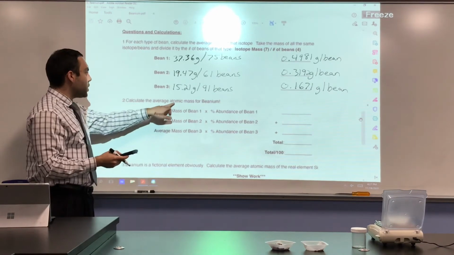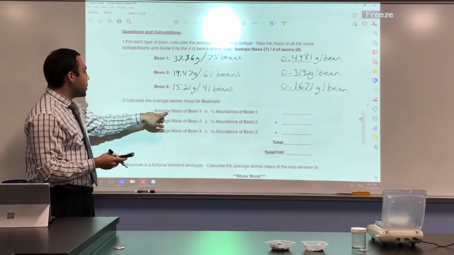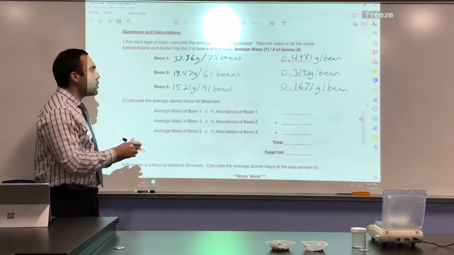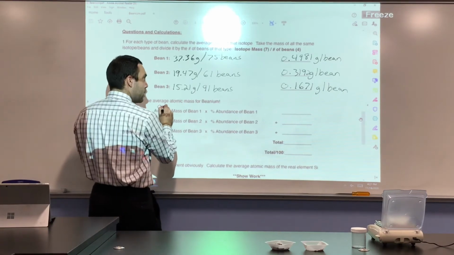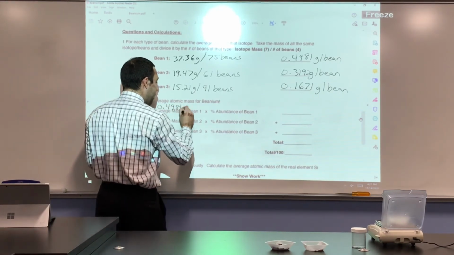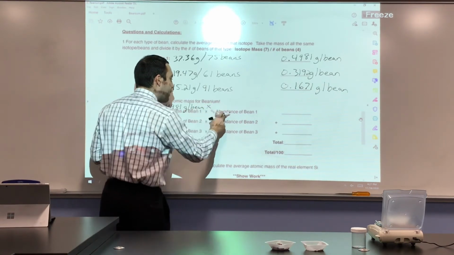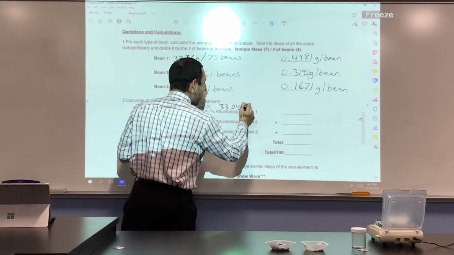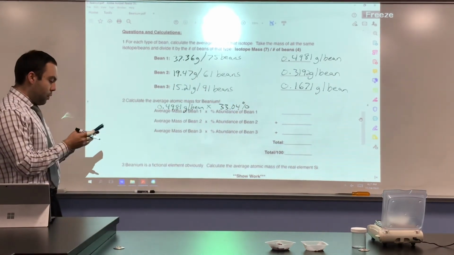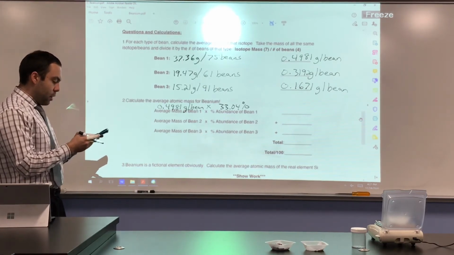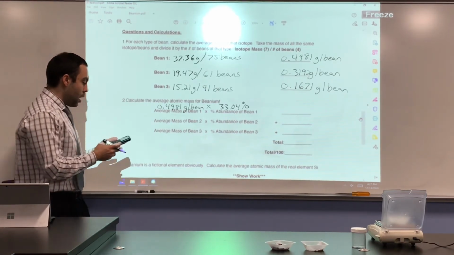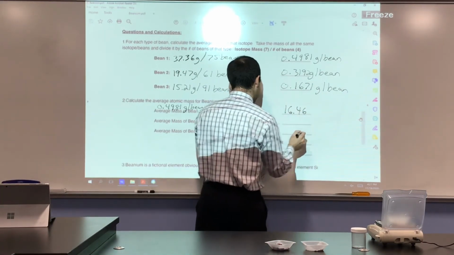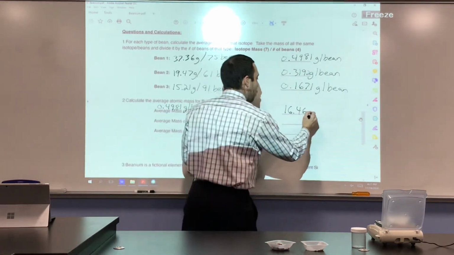Step 2, calculate the average atomic mass for beanium. So, average mass of bean 1 times abundance of bean 1. So we have 0.4981 grams per bean times the abundance of bean 1 we calculated to be 33.04%. So 0.4981 times 33.04, and that gives us, with 2 decimal places, 16.46 grams.